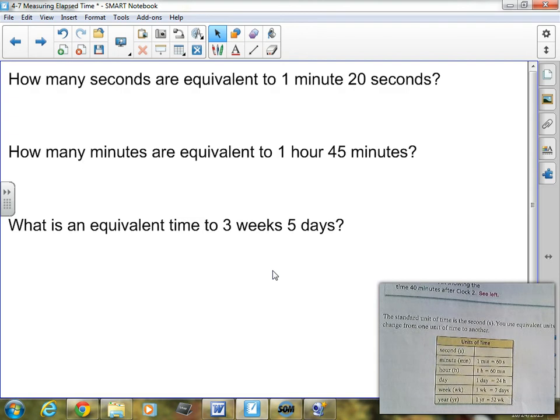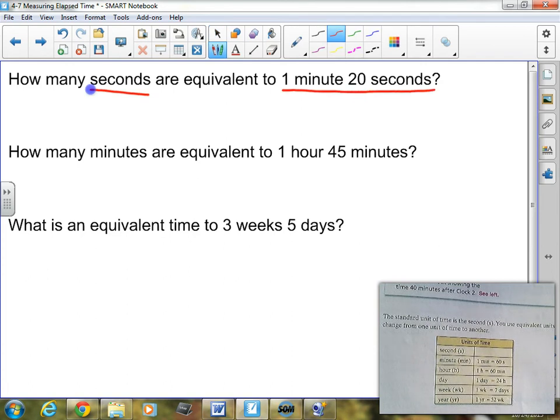Let's go ahead and work on this. So you see some questions on the board. The first question says, how many seconds are equivalent to 1 minute, 20 seconds? So key ideas here. First of all, we see seconds. Now I have my time right there. So 1 minute, 20 seconds. Well, I know 1 minute equals 60 seconds. And then I'm going to add my 20 seconds. So my final answer is 80 seconds. I rename 1 minute, 20 seconds as 80 seconds. It's the exact same amount of time, but it's just named differently.